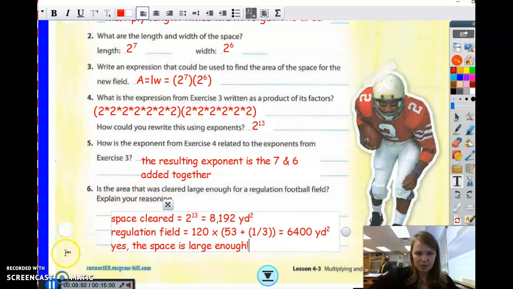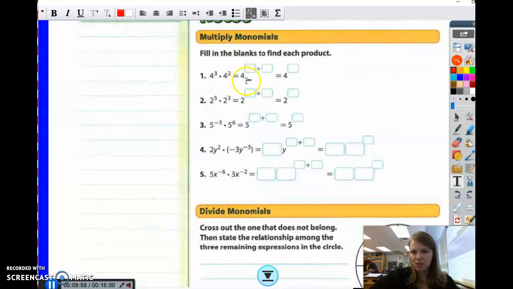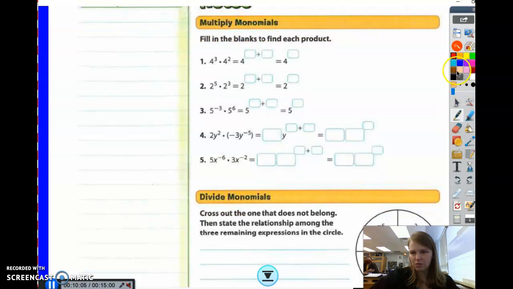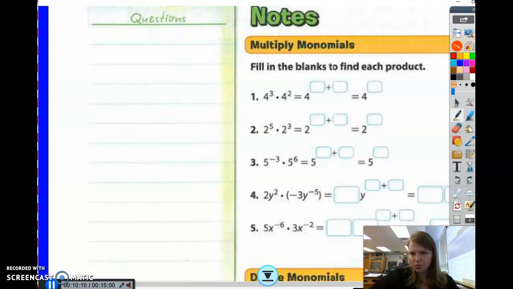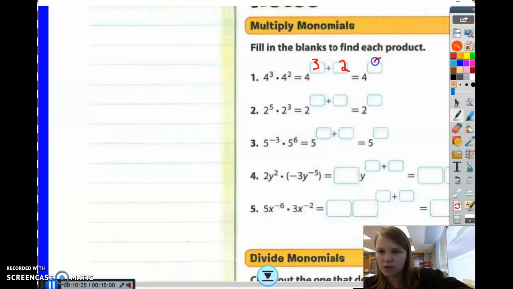Okay, so the next thing that I'm going to do, I'm going to go to the next page, and let's take a look at this. Alright, so for this part it says fill in the blanks to find each product. Do you see how it says 4 to the third, 4 to the second? So in our boxes here, I'm going to blow this up a little bit bigger. So we're going to see 4 to the third. I'm going to plug a 3 in here and 2 here. I know it's kind of fuzzy, but hopefully you can see that. And then that equals what? So 4 to the 3 plus 2, 4 to the 5th.